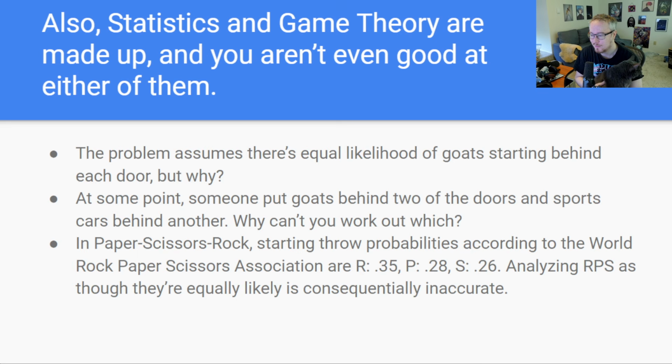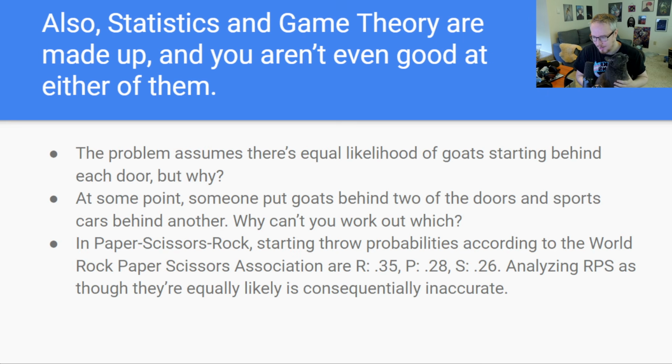Could you start thinking about the psychology of the game show host in rock, paper, scissors? Starting throw probabilities according to the World Rock, Paper, Scissors Association are rock 35%, paper 28%, scissors 26%. Does that add up to 100? I didn't actually check. I should have checked. It looks like with rounding it does. So analyzing rock, paper, scissors as though rock is 33% likely to be thrown would be consequentially inaccurate.